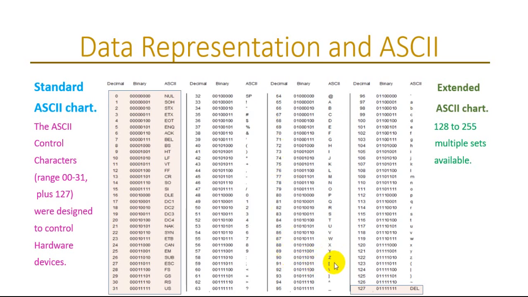Then you have open square bracket, the backslash, the closing square bracket, tilde and underscore, so many things. And then 97 is the small a. So see, even small a and capital A have different ASCII codes. If it is 65, it will be capital A. If it is 97, it will be small a. So 97 to, I think, 122, right?